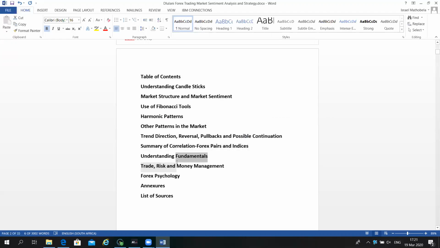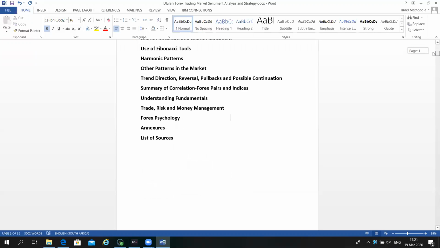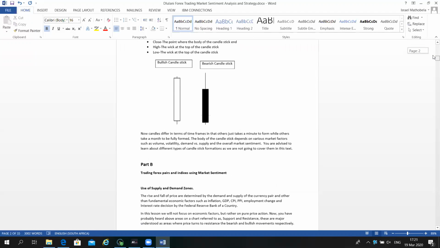From there, we get into understanding the fundamentals, that is news trading. Then we look at risk, trade, and money management. And lastly, we focus on Forex psychology. The annexures in the list of sources is where, if we obtain other information from elsewhere, we have to reference it in our books, right? So basically, we can just go into it.